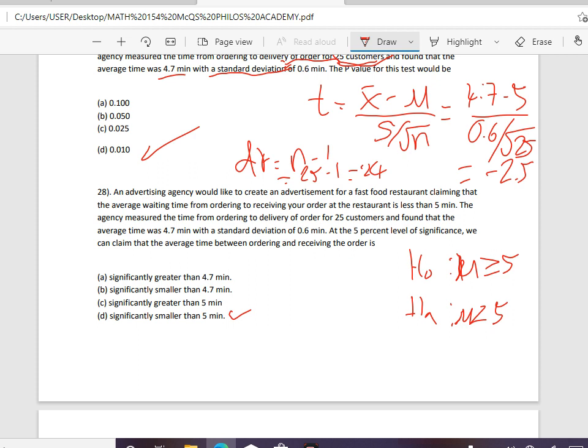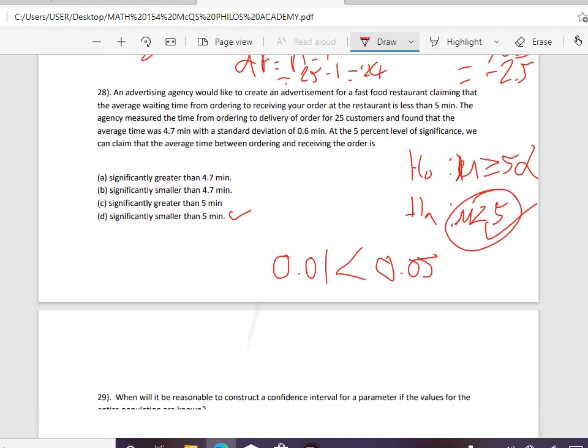So if that is the case, let's look at something. What was your p-value? Your p-value is 0.01, and the level of significance is 0.05. 5% means 0.05. So you see that the p-value is less than the level of significance. There's a rule that whenever your p-value is less than the level of significance, we reject H0. So if we are rejecting H0, it means that we are supporting HA. So we can claim that the time is significantly less than 5 minutes. So the answer is D. It's significantly smaller than 5 minutes.